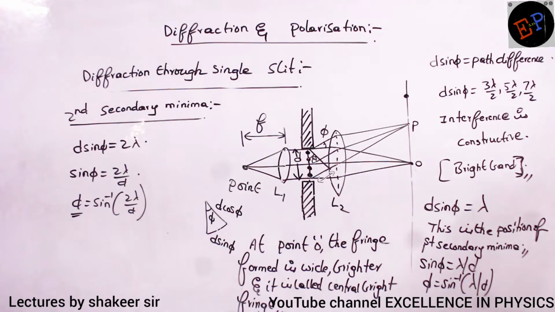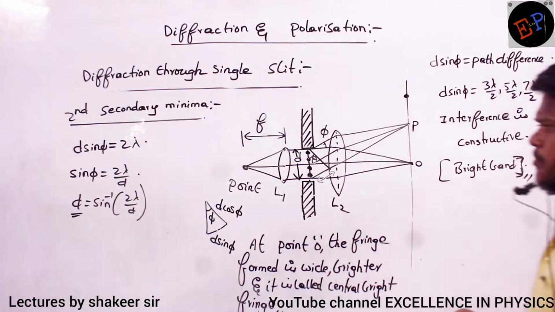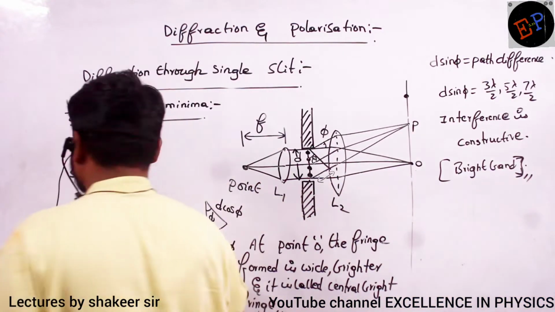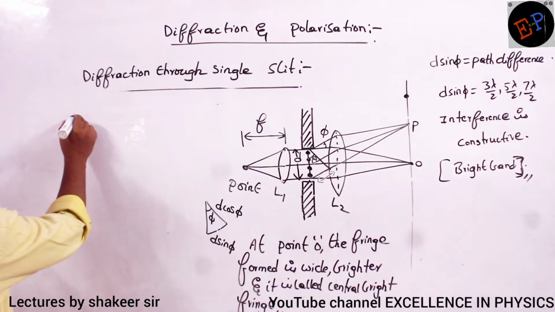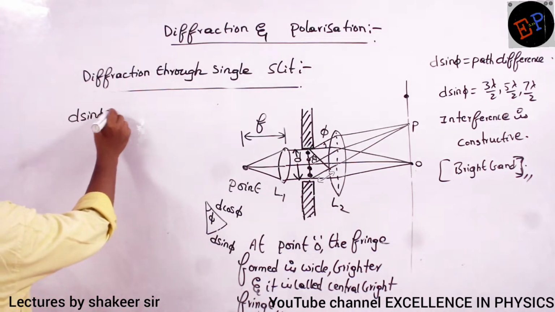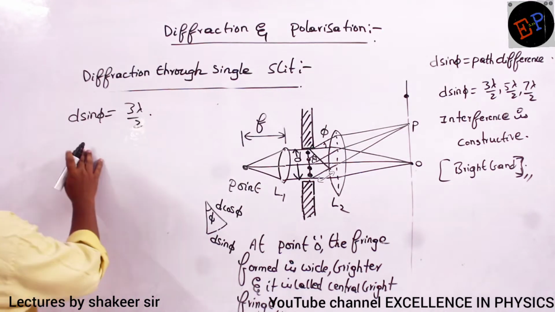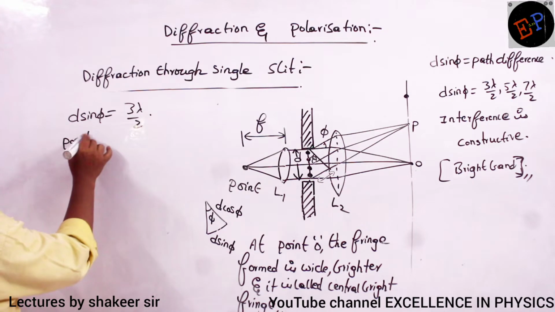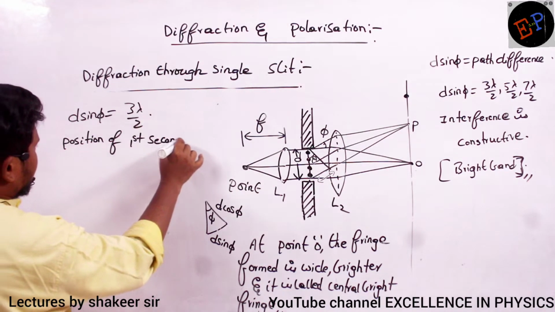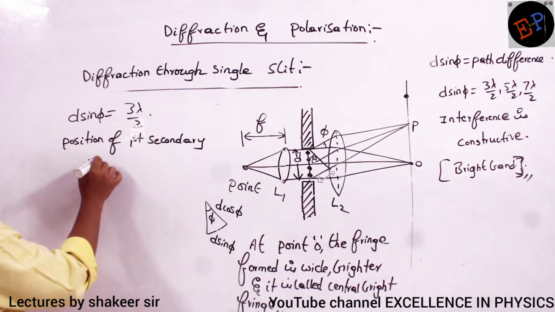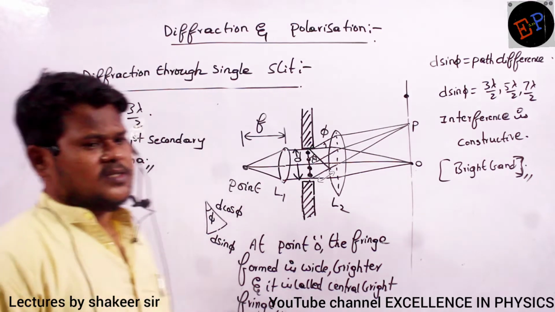Okay. So now let us try to understand the meaning of this. See, this one is completed. So I will take the first one. d sin phi is equal to 3 lambda by 2. Clear, no? What is this? This is the position of the first secondary maxima. Maxima means what? Constructive interference.